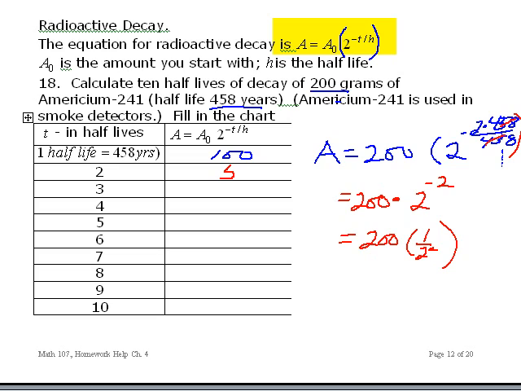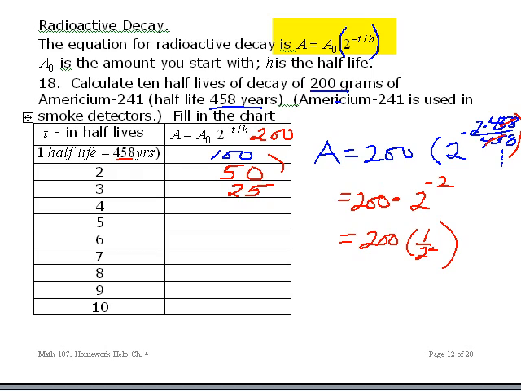is 50. So I started with 200. In one half-life, I'm down to 100. In another half-life, I'm down to 50. How about 3 half-lives? I'm down to 25. When you count by half-lives, you can see the pattern automatically. Just because one half-life equals, in this case, 458 years, who cares? You can restore that later if you want, but generally people talk in how many half-lives out.